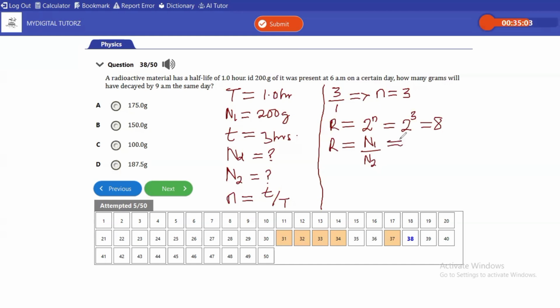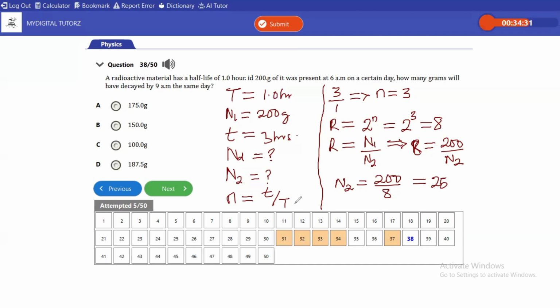So this implies that the disintegration ratio R, which is, what is the disintegration ratio? 8, isn't it? It is equal to N1, which is 200, all over N2. So our N2 will be equal to 200 divided by 8. So 200 divided by 8 should give us 25. Is that correct? Yeah, 25.